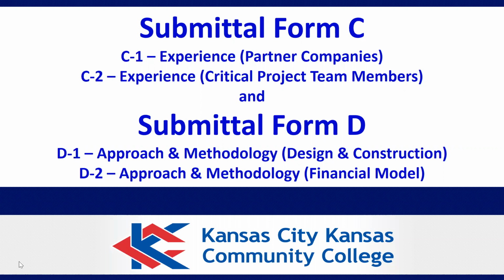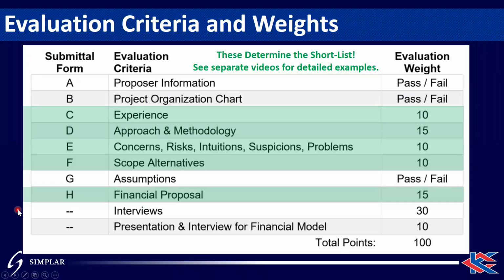Start by reminding everyone of the evaluation criteria and how what's highlighted in green here are critically important, because these 60 total points are going to be what we base our shortlisting decision upon for who gets invited to the upcoming interviews. And so Forms C and D, which we will cover in this video, make up 25% out of that 60 points, which is equivalent to more than 40% of the shortlist decision. So these carry a big weight in moving forward to that next step of the evaluation process.